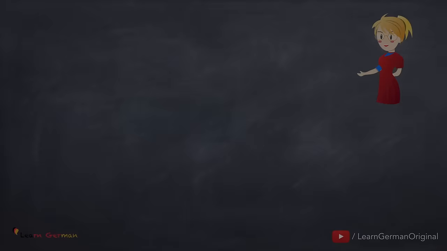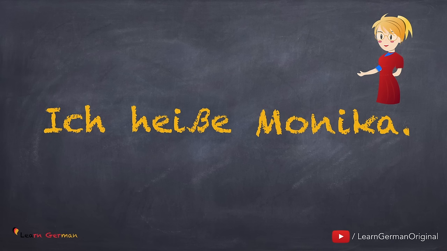Here's the first sentence. Ich heiße Monika. Let's analyze this sentence. Ich is the subject. Heiße is the verb. The subject conjugates the verb. A conjugated verb is different from its base form. With different subjects, the verb is conjugated differently. This we will be doing later in detail.